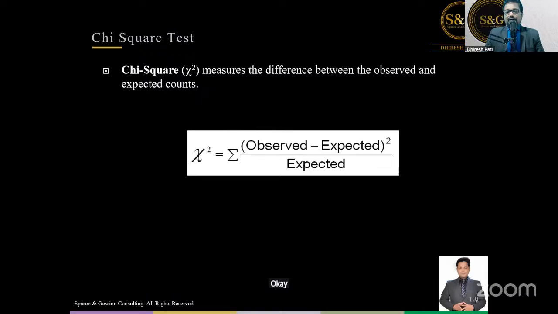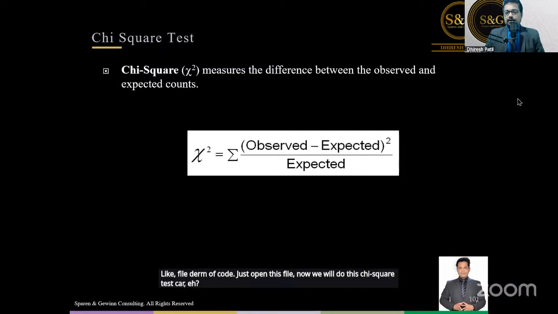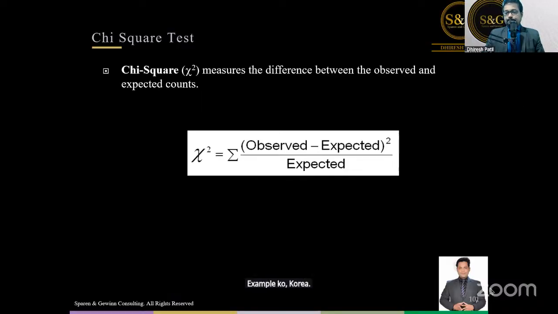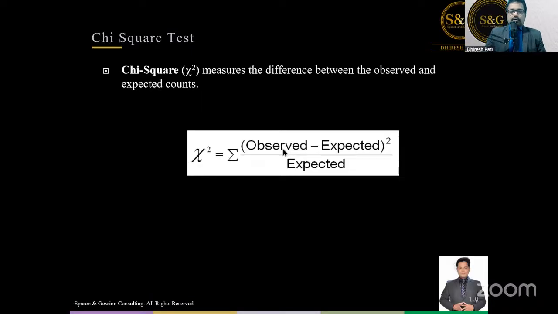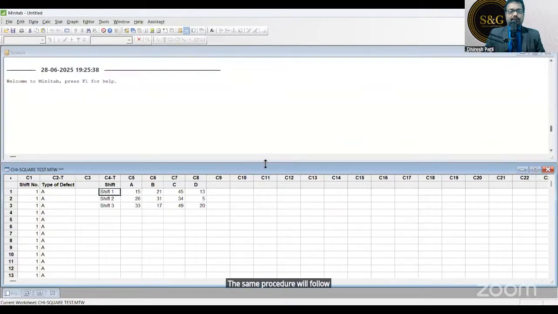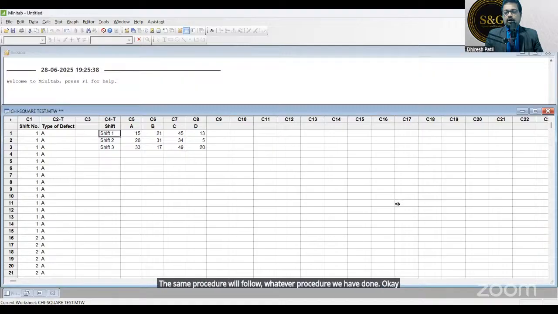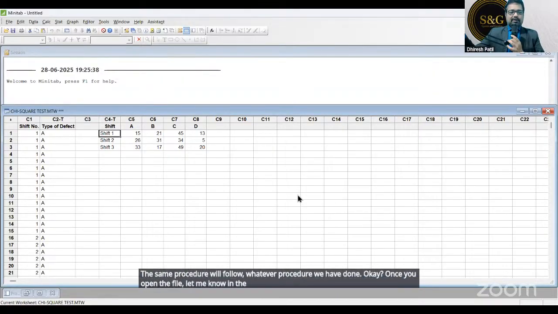Okay. Now, we will do this practically. एक बार करके देखते हैं. Just check this file of the chi-square test. मैं एक फाइल दे रहा हूं आपको. Just open this file. Now we will do this chi-square test का ये example करेंगे. Once you open this file, just let me know in the chat. The same procedure we will follow, whatever procedure we have done. Once you open the file, let me know in the chat, file open, so that we will proceed further.